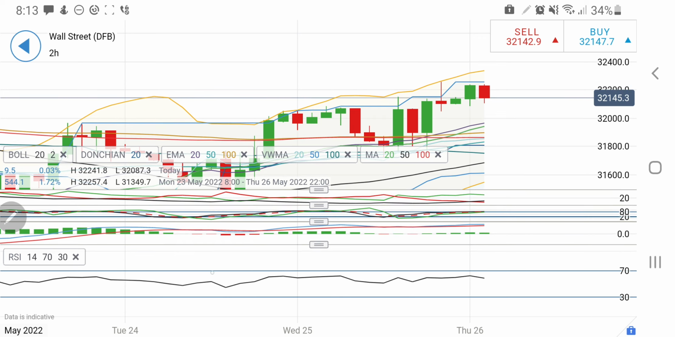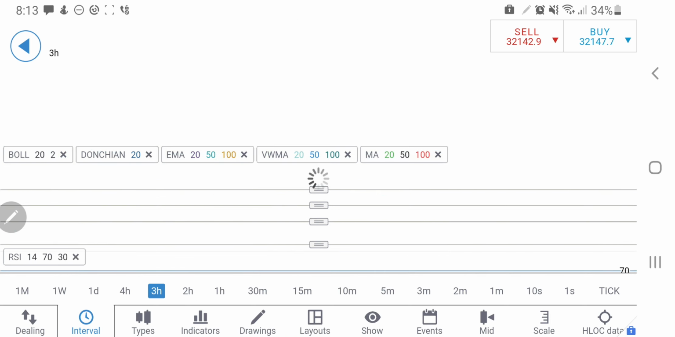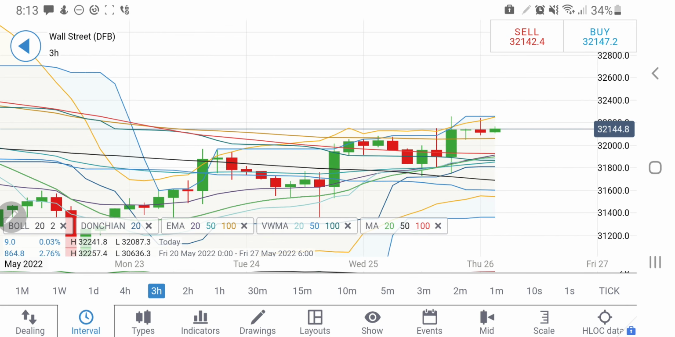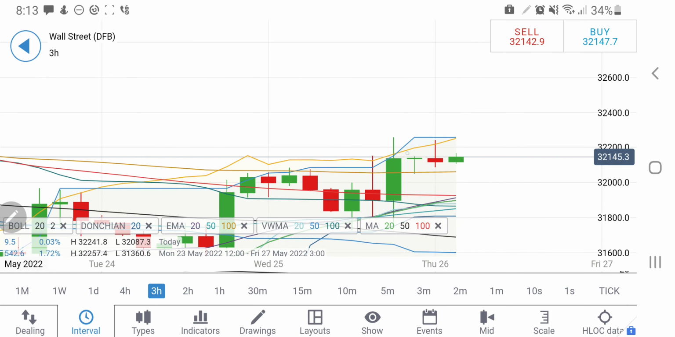And if you look at the directional movement, the RSI is looking downwards, indicating a little bearishness. Coming back to the 3-hour charts. Now look at the 3-hour charts. Till now it has sustained these higher lows, and it is also giving you higher highs. The highs there at 32,300 are going to be there.